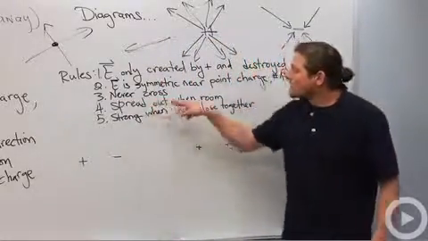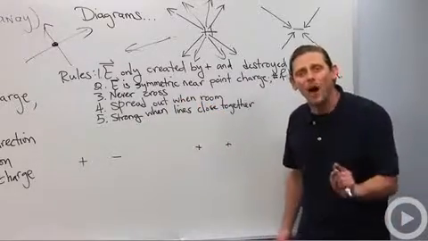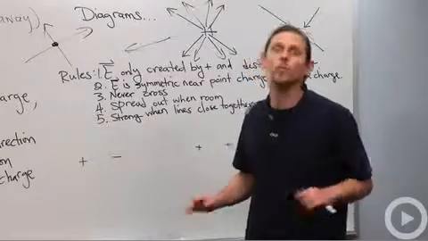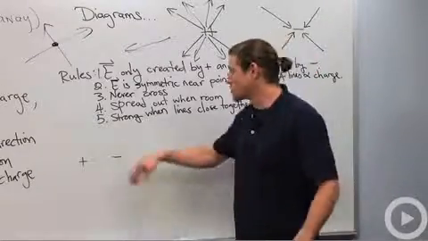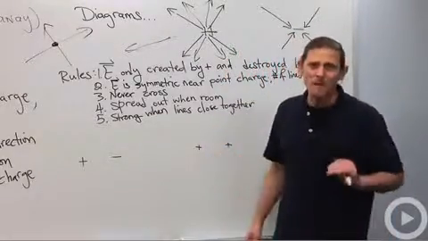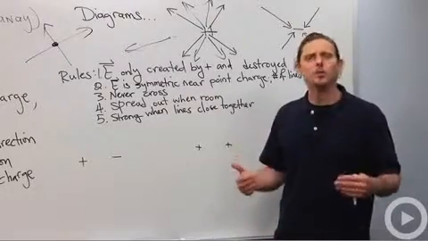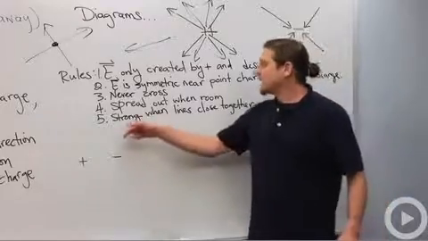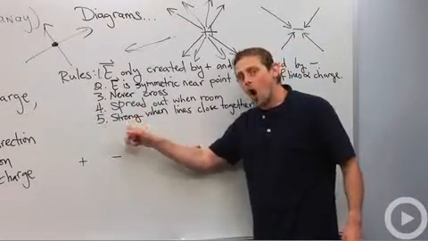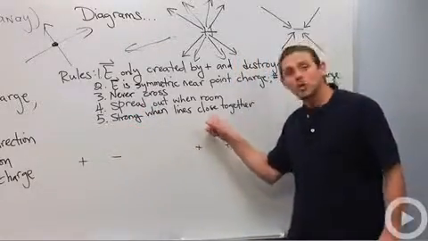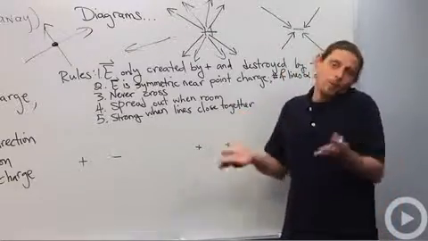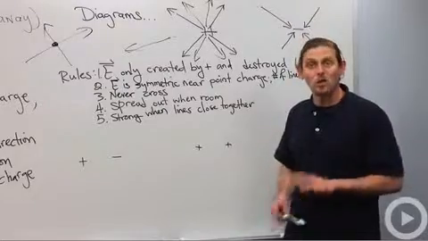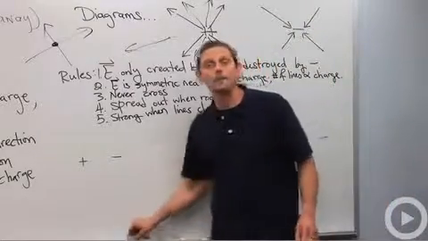All right, what about number 4? Number 4 says that the electric field lines will spread out whenever there's room for them to spread out. All right, and we'll see that more clearly when we start drawing some of these. And then the 5th one is more a guideline so that you can understand what the electric field line diagram means. It says that the electric field will be strong when the lines are close together, and it'll be weak when the lines are far apart. So that's how we'll interpret this electric field line diagram.